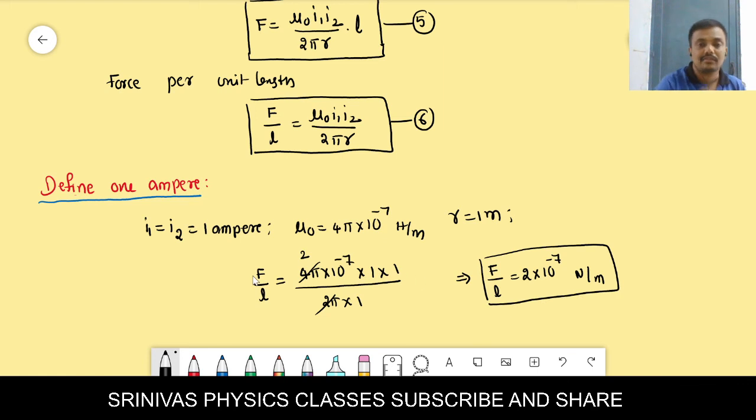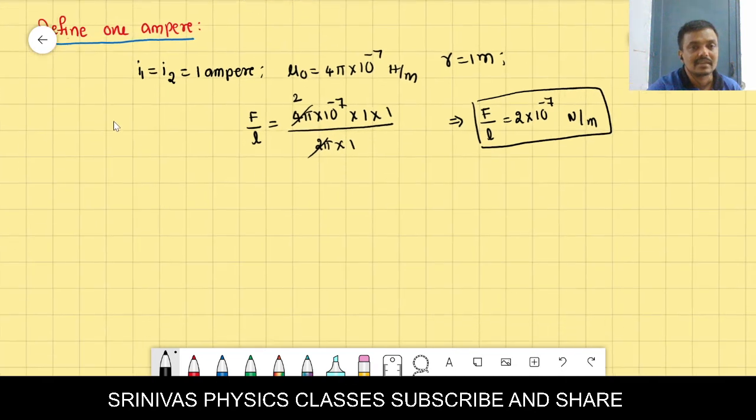Now let us go for the definition. What is the meaning of this? We say that the current through two parallel wires is 1 ampere, if they are separated by 1 meter distance and the force per unit length is 2 into 10 to the power of minus 7 Newton per meter. We take the current 1 ampere, distance 1 meter, then the force is this much. If the force per unit length is 2 into 10 to the power of minus 7 Newton per meter and the distance 1 meter, then the current will be 1 ampere. Then the definition we will write like this.